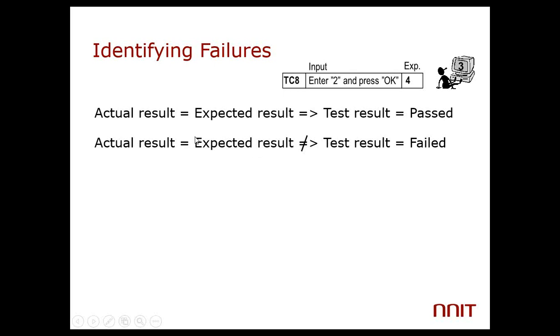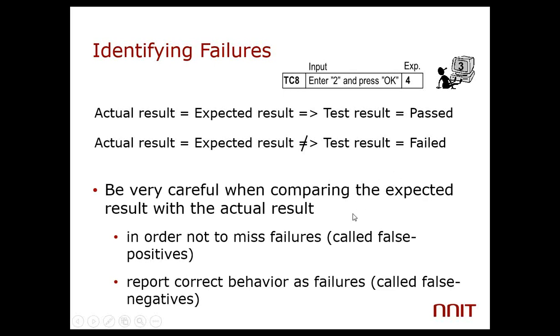If it isn't, oh, there's a defect here. I did my best, but I made a mistake. So if the actual result is different from the expected result, then it follows that the test result is that the test has failed. So you have to be careful when you compare so that you don't miss failures and say, oh, we are happy the test has passed, or you don't state something that is correct as a failure. But this is the test result, either passed or failed, depending on whether the actual result is what you expected.